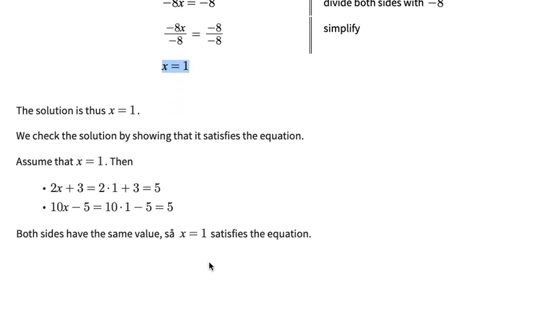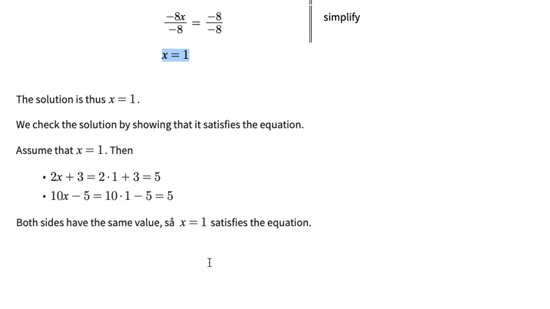Because we only have proved an implication, we also need to show that x really does satisfy the equation, that we don't have a false root here. We check the solution usually by looking at both the left-hand side and the right-hand side of the equation.